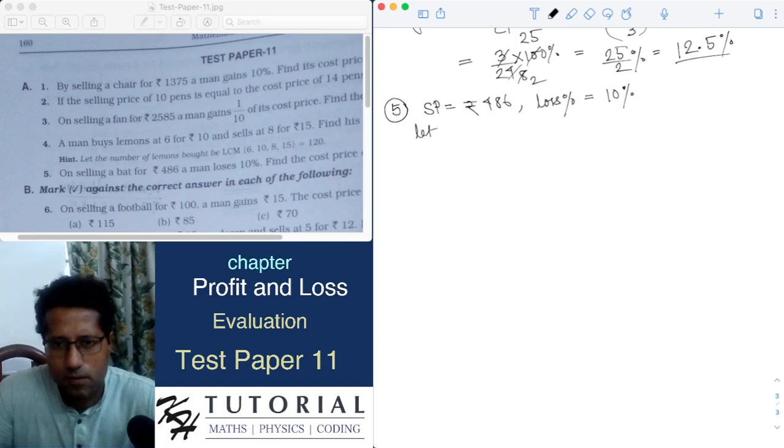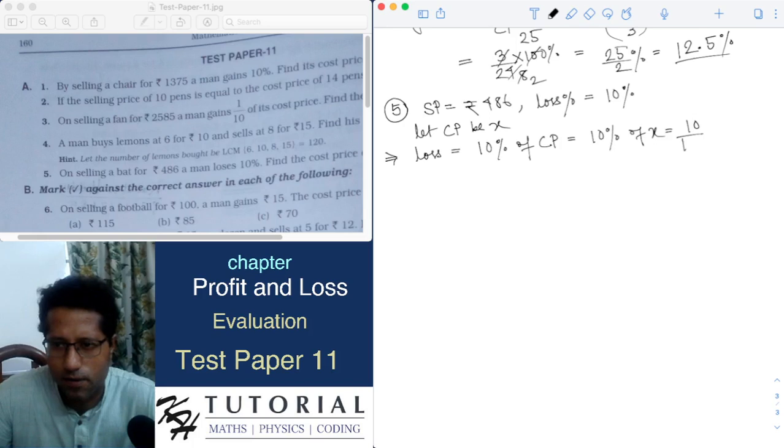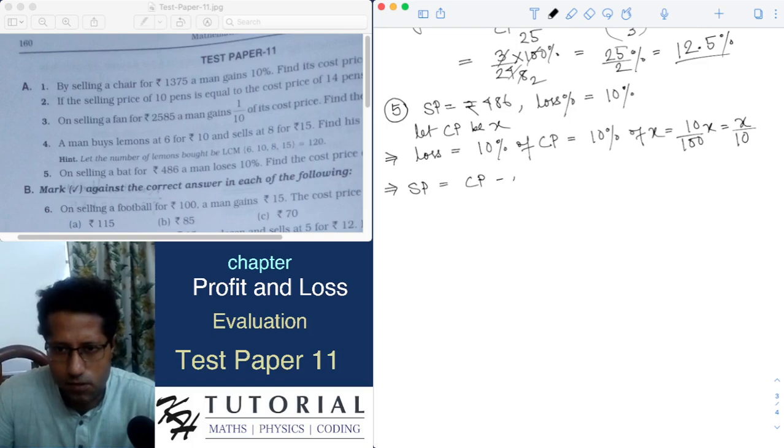So let the cost price be X. This implies the loss is 10%. Loss is always based on the cost price, so the loss will be 10% of the cost price. This is equal to 10% of X, which is 10 by 100 into X. This is X by 10. This is the loss. Since there is a loss, the selling price will be cost price minus loss. The cost price is X and the loss is X by 10, so this is 9X by 10.